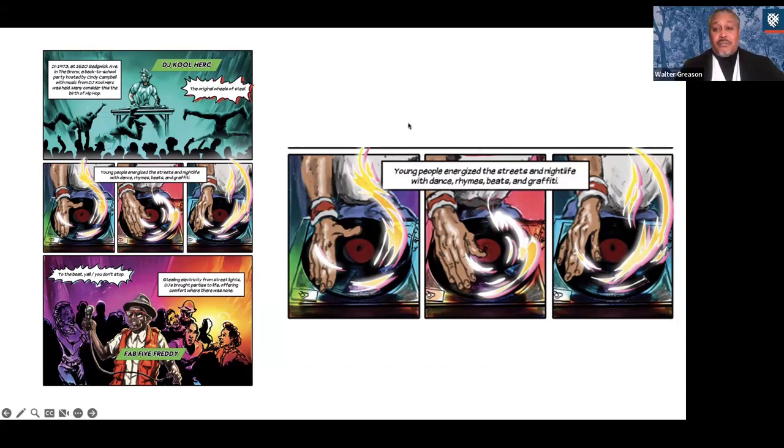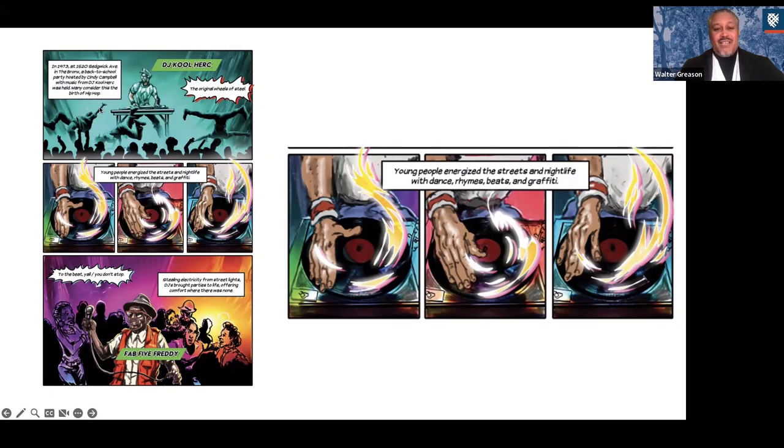It's really about all the participants that energized it. It's not just the people on stage. It's not just the DJ. It's not just the MC. It's not the graffiti artist or the breakdancer. We invite this global audience of folks who love hip hop and have had their lives touched by it to see themselves in the text.